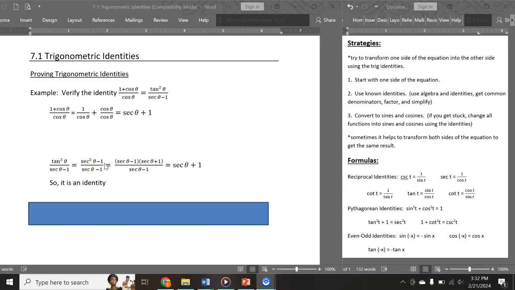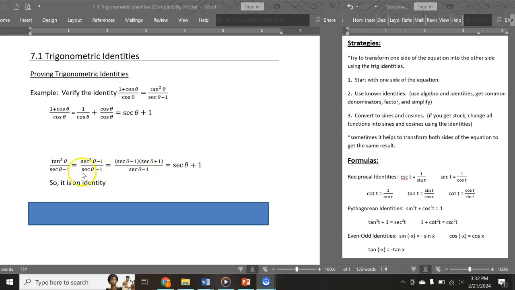Now, secant squared theta minus 1 is actually a difference of two squares. This is a secant squared, and this is a 1 squared. So I can factor that, and that's why I picked this particular question, because I wanted you to try the factoring. So secant theta minus 1 times secant theta plus 1 is equal to this. It's a difference of two squares. Then I can reduce my secants.